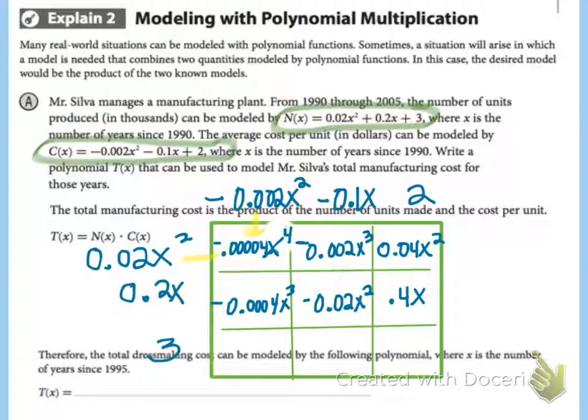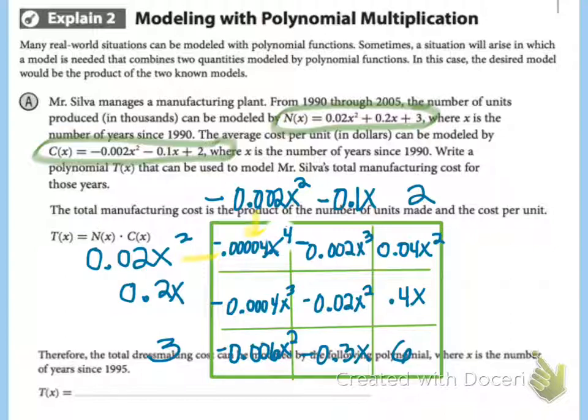And then now multiplying the final row by the first column. So we've got 3 times negative 0.002x squared. So that's a negative 0.006x squared. And then 3 times negative 0.1x is negative 0.3x, and then 3 times 2 is 6.